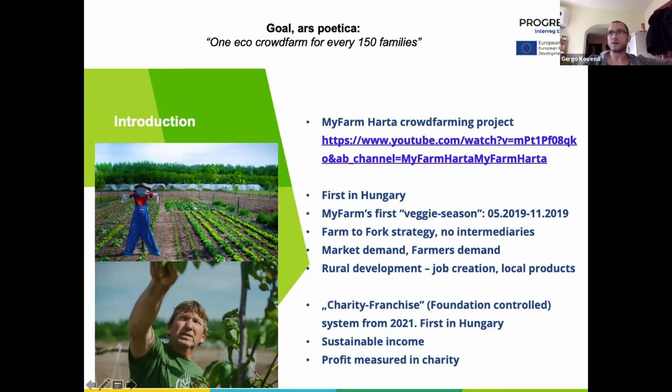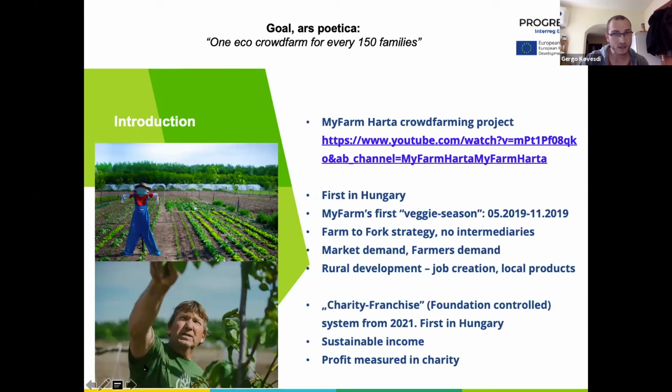In 2021, so from this year, we started a franchise system with 6 new gardens, and our motto is that profit is measured in charity. Of course we have profit, but we do it with charity. It is a foundation-controlled business model which measures the profit in charity.